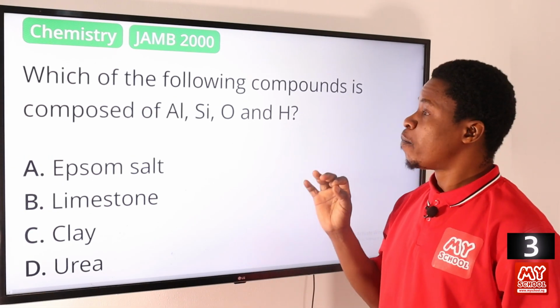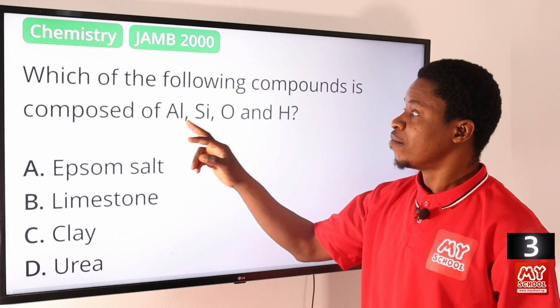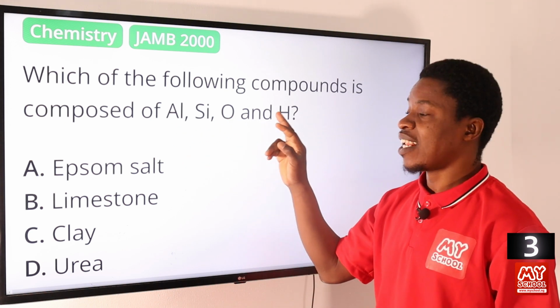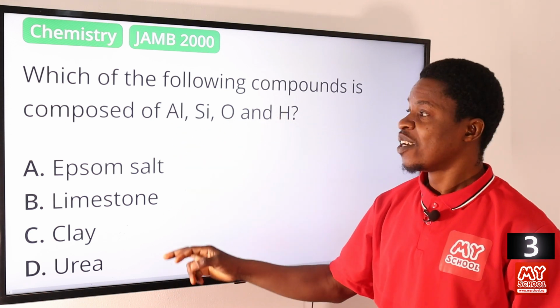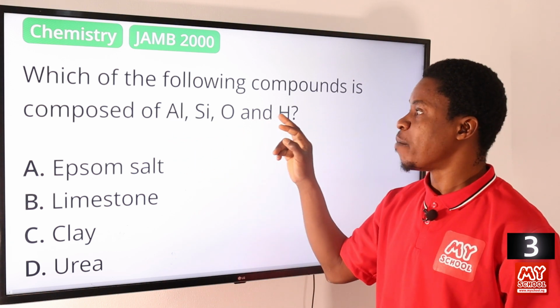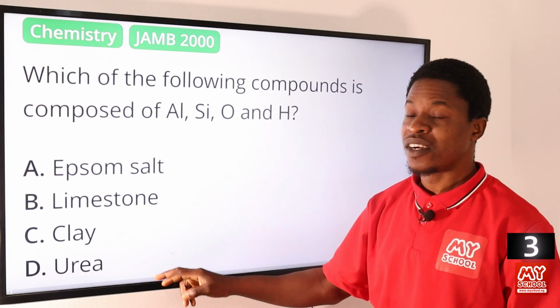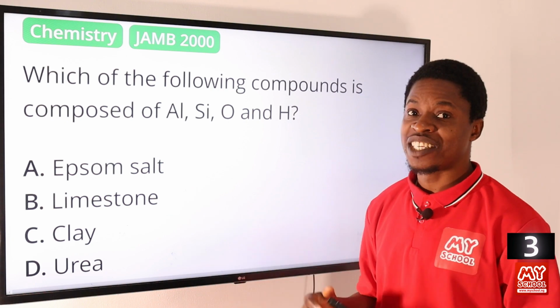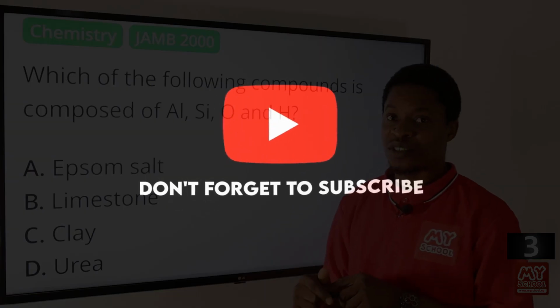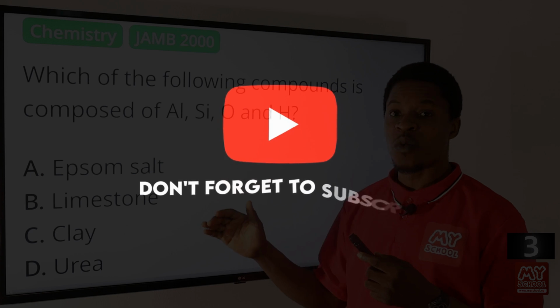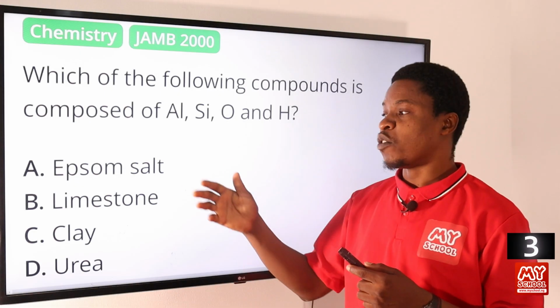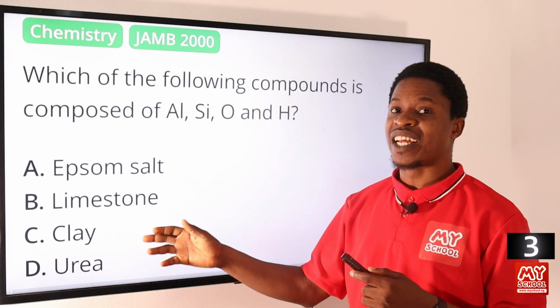Which of the following compounds is composed of aluminum, silicon, oxygen, and hydrogen? Among these options, which one has these elements, okay, that make up this particular compound? There's something we call elimination method, okay? You look at the options, which one cannot be? At least there will be one or two that you are sure of that it cannot be this.